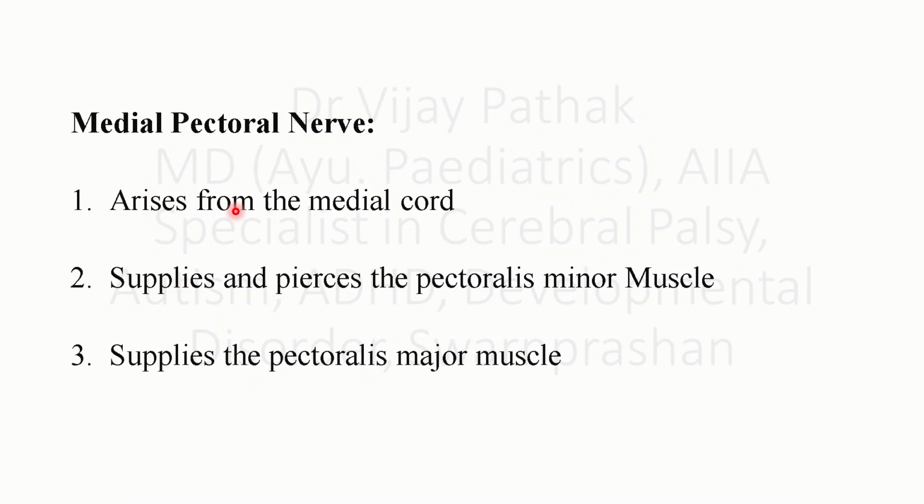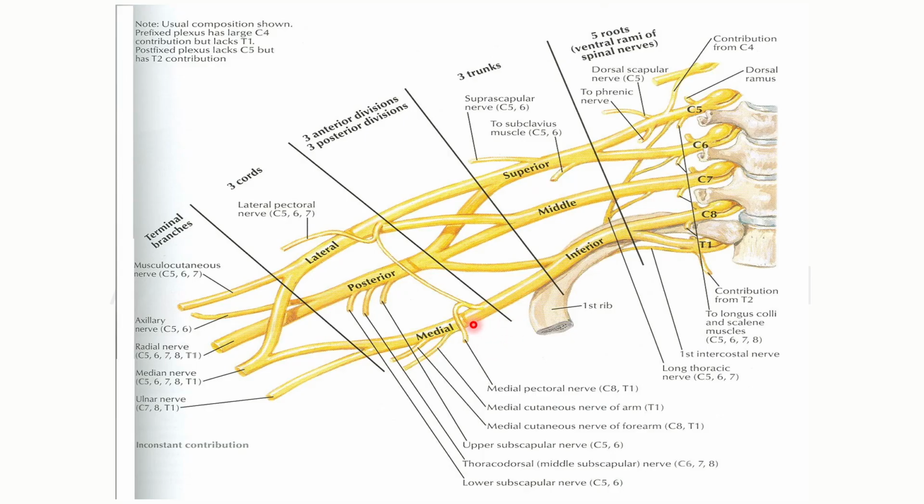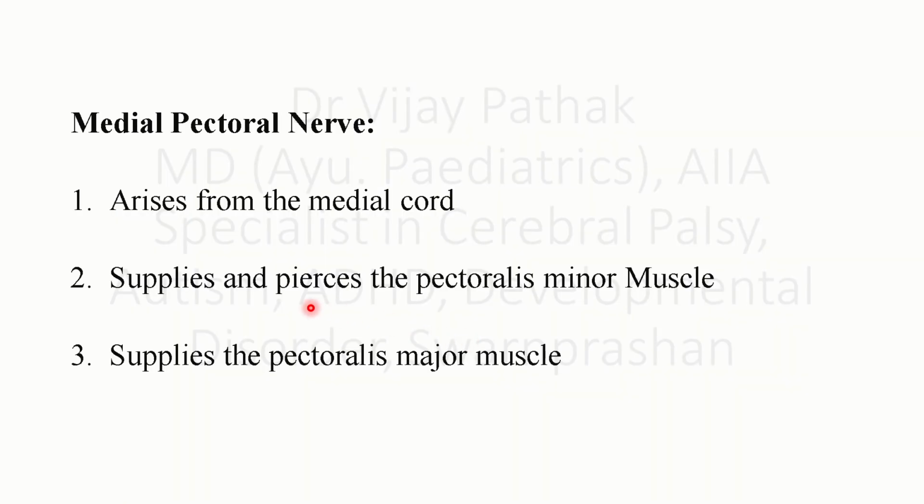Medial pectoral nerve. The medial pectoral nerve arises from the medial cord. This supplies the pectoralis major muscle.